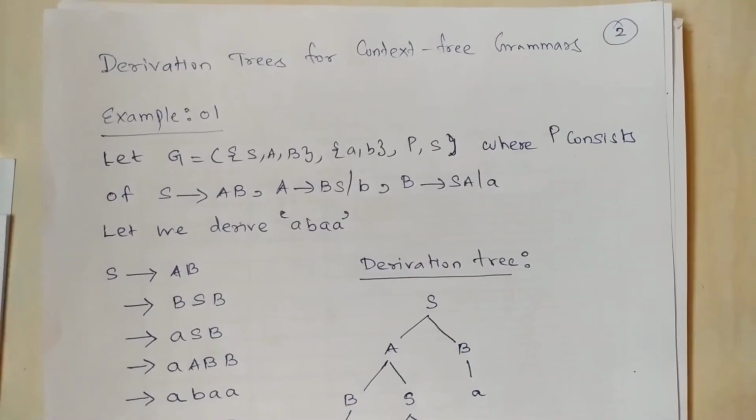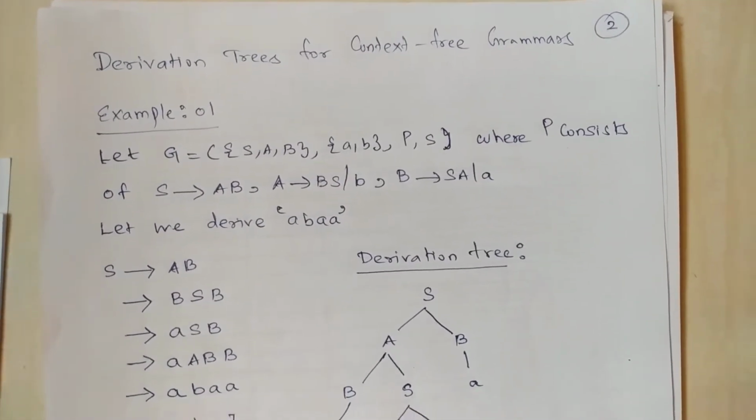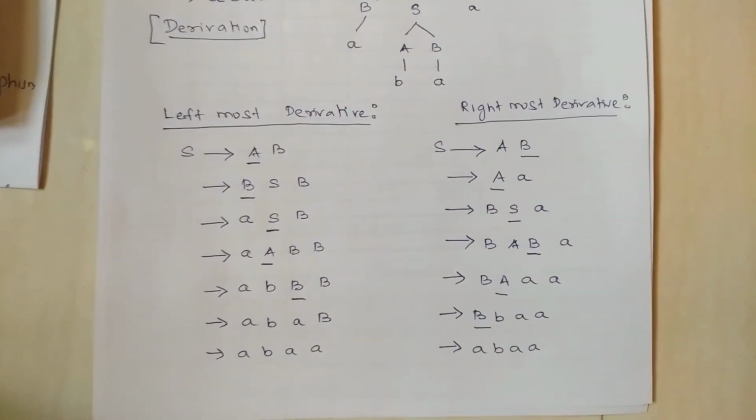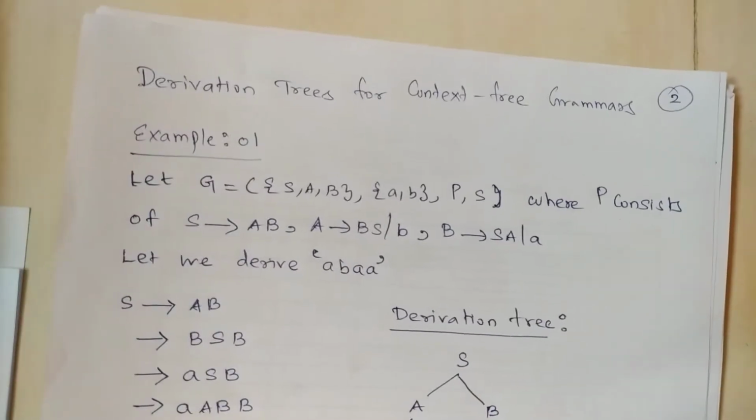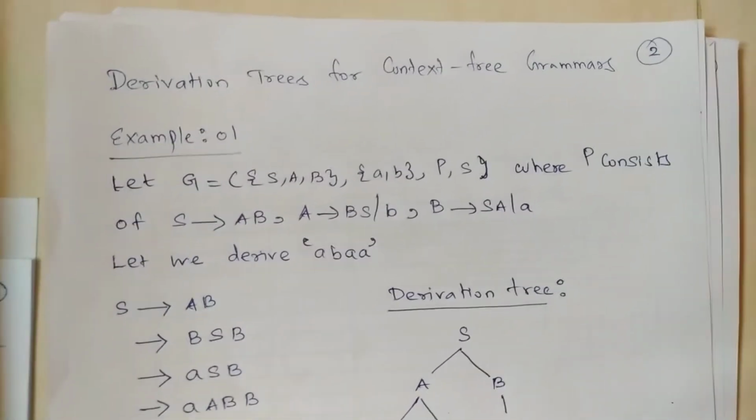In unit 4, first we are going to see what is the derivation tree and then what are the leftmost and rightmost derivations. So we are going to see the derivation tree for context-free grammars.